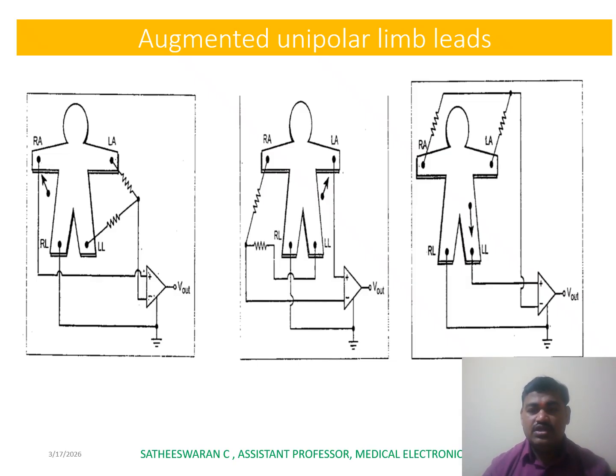Then augmented voltage foot. Even though we have 2 legs, one leg is used as a reference, so the left leg is considered as the foot. The left leg is connected to the non-inverting terminal of the operational amplifier. The remaining 2 points, the right arm and the left arm, are taken out by means of a resistor and a common point which is connected to the negative terminal of the operational amplifier. This is AVF, augmented voltage foot. This is another 3, which can be called the unipolar limb lead system. The first 3, lead 1, lead 2, lead 3, are the bipolar limb lead system.